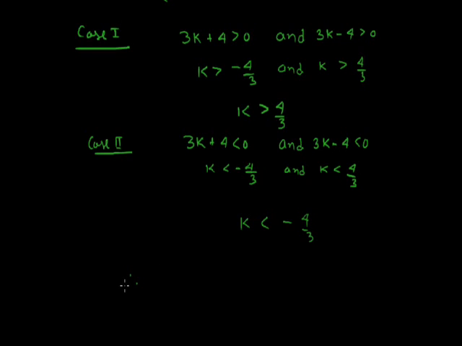Therefore, for this quadratic equation to have real and distinct roots, k must be less than minus 4 by 3 or k will be greater than 4 by 3. Then this quadratic equation will have real and distinct roots.